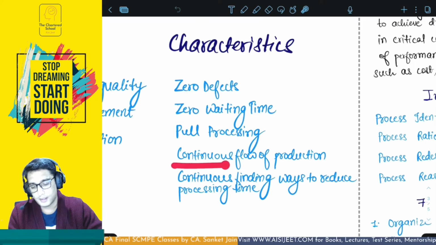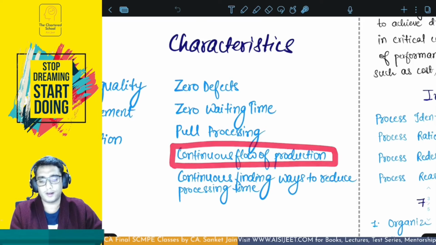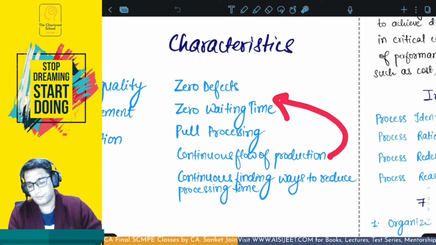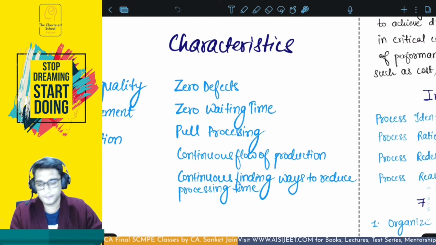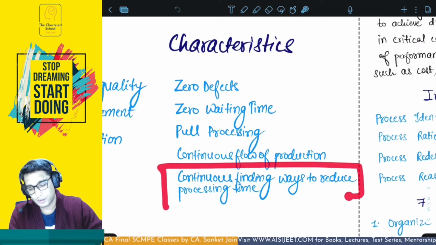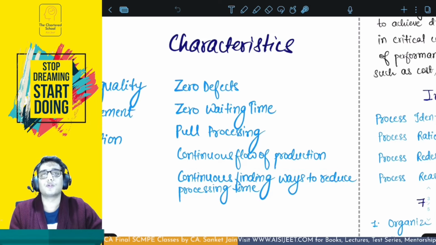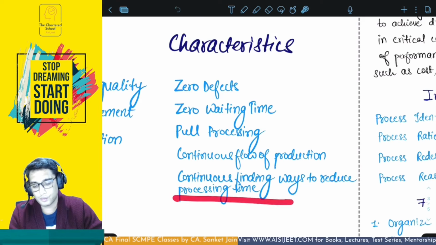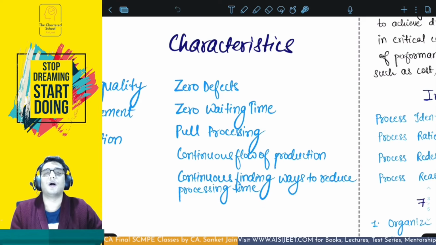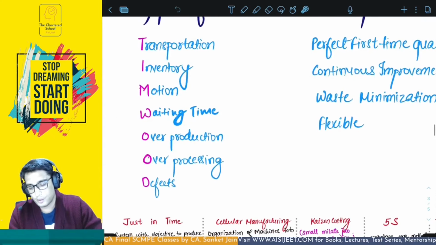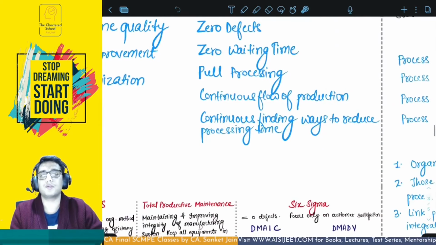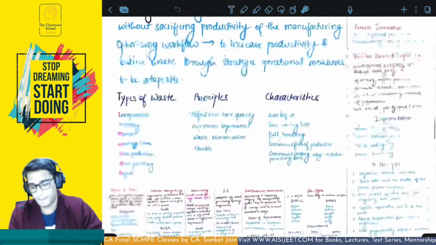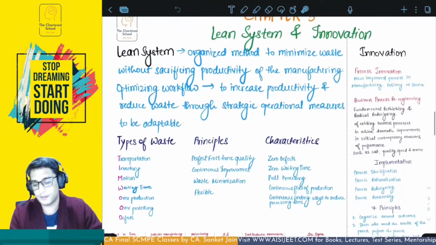So the third thing is that it works on a pull processing model. Then the next is continuous flow of production has to be maintained. It tries to have zero waiting time. So continuous flow of production is required for having zero waiting time. So these points are related. And then continuously finding ways to reduce processing time, so that we can have an optimum workflow, which means that we are not going for over processing. We're trying to eliminate this kind of waste by continuously finding ways to reduce processing time.